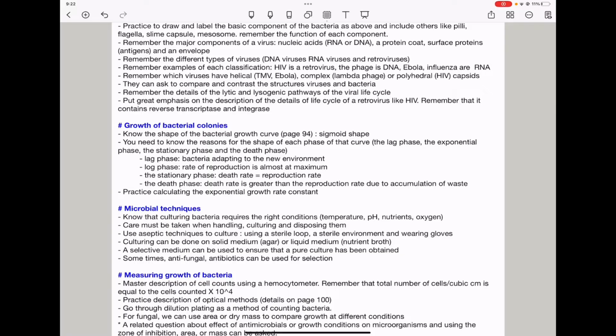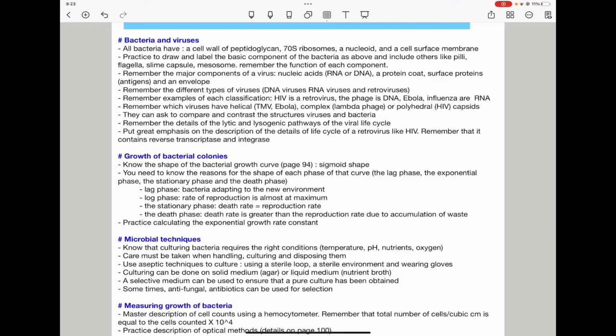We have the log phase, which you call sometimes the exponential phase. That is where the rate of reproduction is almost at a maximum. There is the stationary phase. In this phase, the death rate is equal to the reproduction rate. And then we have the death phase, where the death rate is greater than the reproduction rate. And this could be due to accumulation of waste, decrease of nutrients, as well as competition for space. Practice calculations relating to the growth rate constant.